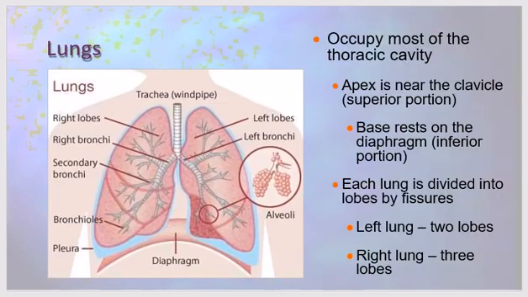The last slide for today in our respiratory system is the lungs. The lungs occupy the thoracic cavity. The apex is near the clavicle, that is the superior portion. The base rests on the diaphragm, the inferior portion. Each lung is divided into lobes by fissures. The left lung has 2 lobes and the right lung has 3 lobes. With the help of a diagram we will understand the complete lung structure.